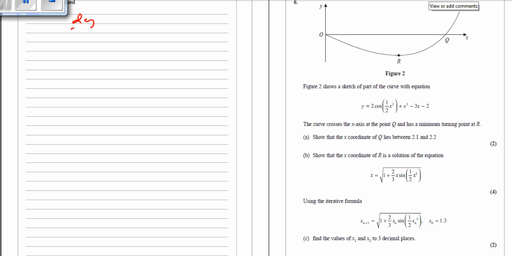So dy by dx equals. When you differentiate cos, it's going to go to minus sine. So it's going to be minus 2 sine half x squared. But because you haven't just got an x here, you then differentiate whatever this is and put it at the front. So if we differentiate half x squared, it's going to go to a half times 2x, which is x. So we can take that x and put it at the front there. Plus 3x squared minus 3.